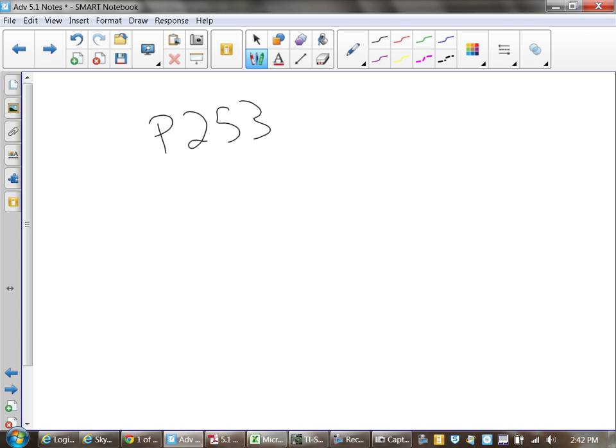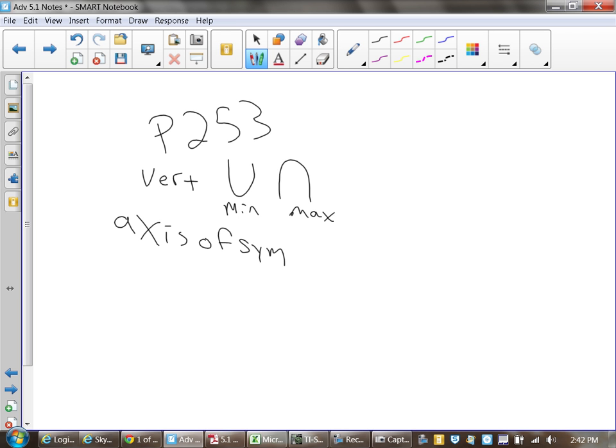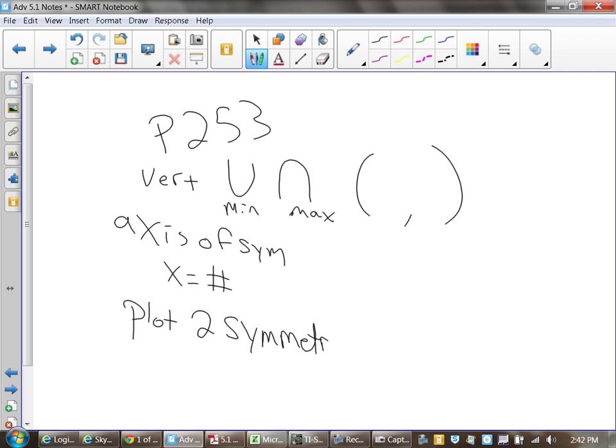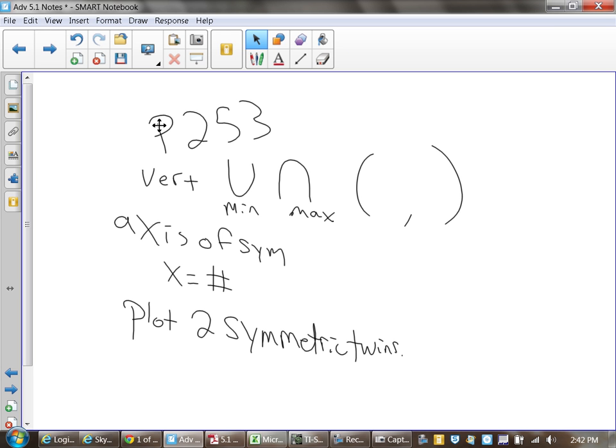What I would like you to do for these graphs is give me the vertex. Is it up like a cup, down like a frown? So is that a minimum or a maximum? The axis of symmetry, that's x equals something. The ordered pair. And plot 2 symmetric twins. It's not that much. You have to do that to graph them anyway.